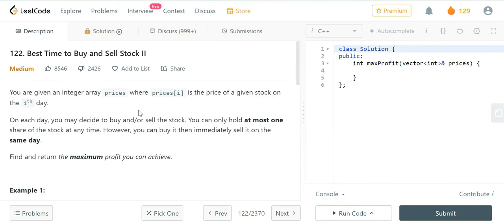So the question tells us the prices of the stock on the given respective days, and we can complete as many transactions as we want. We need to find out the maximum profit, and before buying any stock, we need to have sold the previous one. So we cannot hold multiple stocks at the same time, right? Since we can make any number of transactions, we will basically try to find the peak points in the given array and use them to find the maximum profit that we can make.